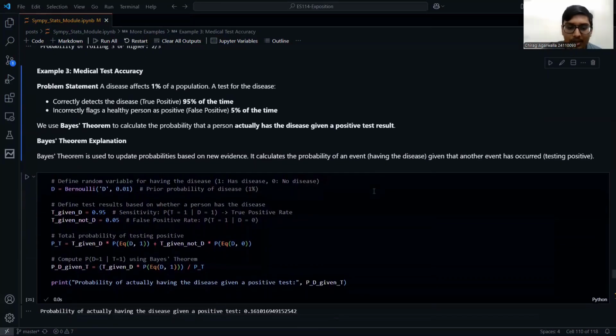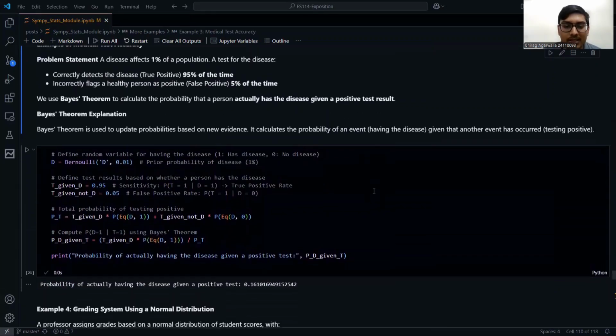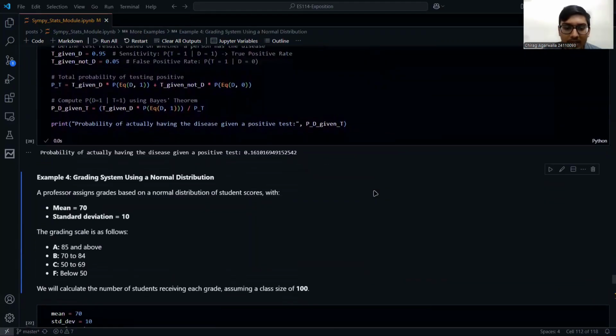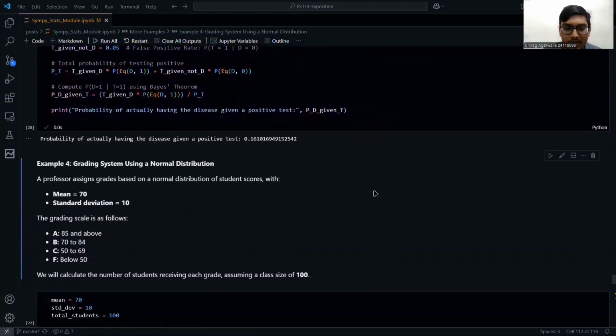For our next example, we know that Bayes' theorem helps update probabilities based on new evidence. Using SymPy Stats, we can calculate the probability of a person actually having a disease given that they tested positive. We get a very small probability, which is a result of Bayes' theorem.